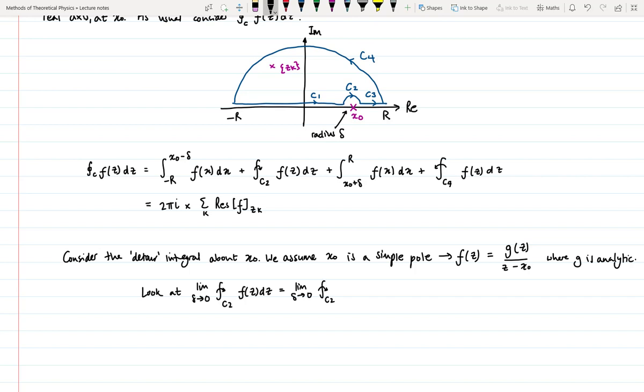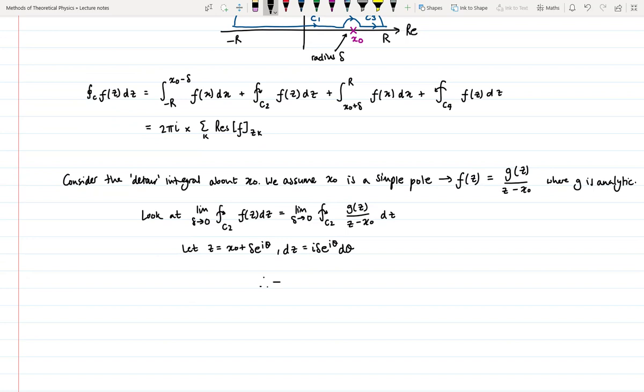Here I'm going to substitute in f of z in terms of g of z. So this gives g of z over z minus x naught dz. I'm now going to perform a substitution. I'm going to let z equal x naught plus delta e to the i theta, which is fine because this is exactly how you would describe the points along the semicircular detour C2. The differential that we need here is i delta e to the i theta d theta.